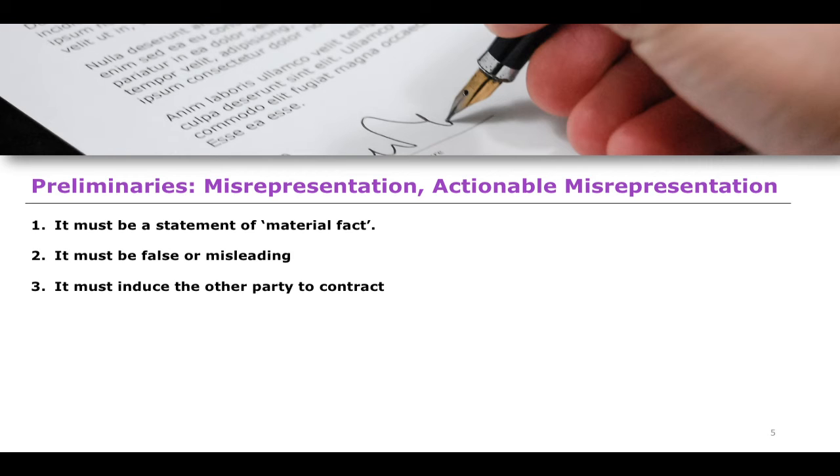You must first determine that the statement in question that is being analyzed as potentially being misrepresentation, firstly, must be a statement of material fact. The statement then must also be either false or it must be misleading. And then the false and misleading statement of material fact must also induce the other party to the contract.